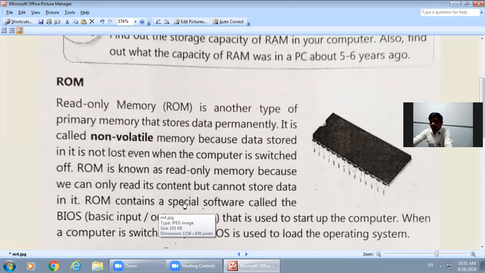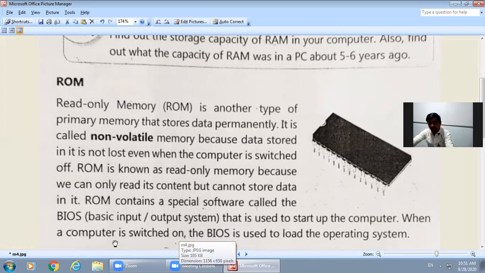ROM contains a special software called the BIOS. ROM contains special software, that is BIOS, basic input output system, that is used to start up the computer. What is the use of ROM? It is used for starting up the computer, that is BIOS, basic input output system. When a computer is switched on, the BIOS is used to load the operating system. Once your computer is starting, then BIOS is used to load your operating system.